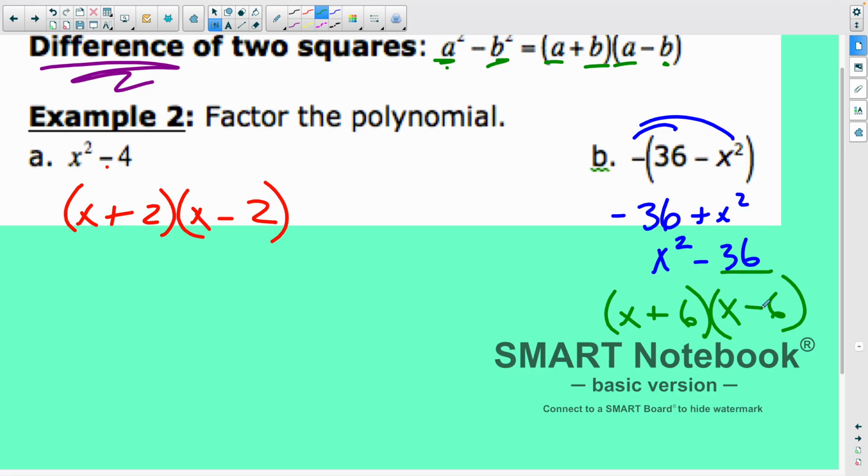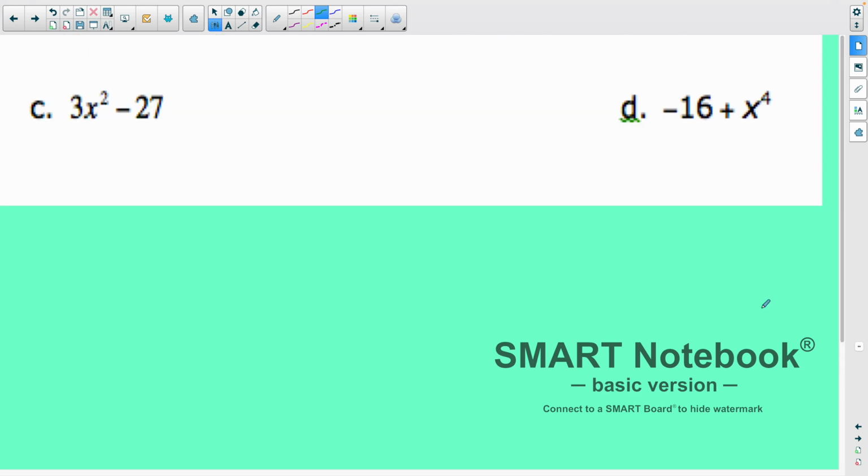Okay, let's do a couple more of these difference of two squares. I'm going to take a look at this next one. 3x squared minus 27. On this one, it's not a really perfect square here. So you got to really go back to the first rule. Remember, greatest common factor is first rule. There is a 3 in common, so I'm going to factor out the 3. It's a greatest common factor, so take the 3 out. 3x squared divided by 3 is x squared. 27 divided by 3 is 9.